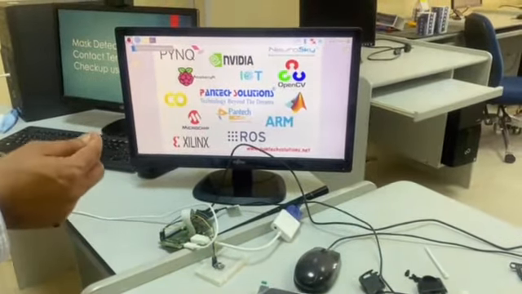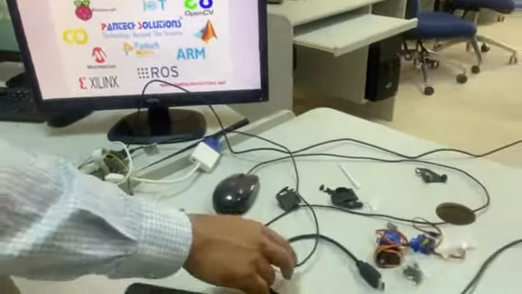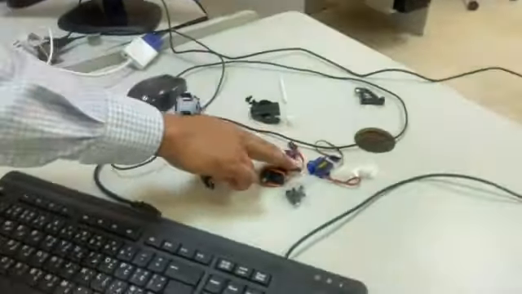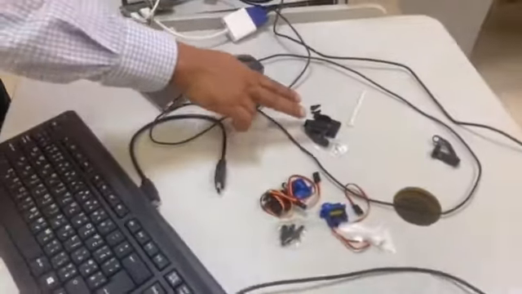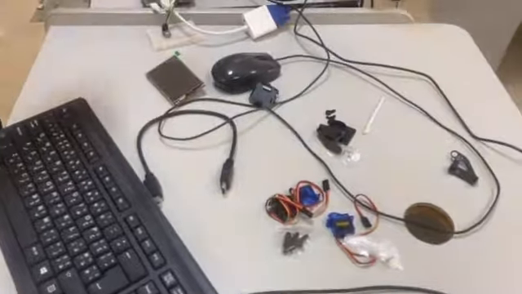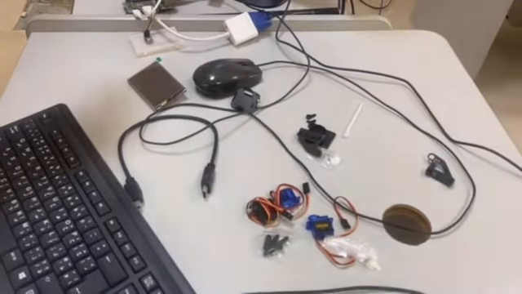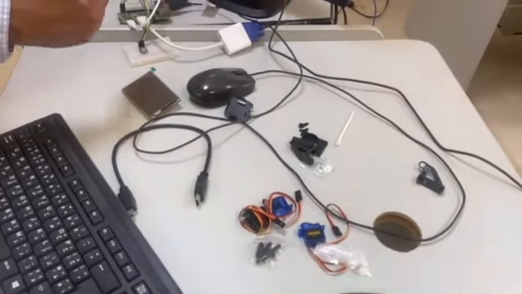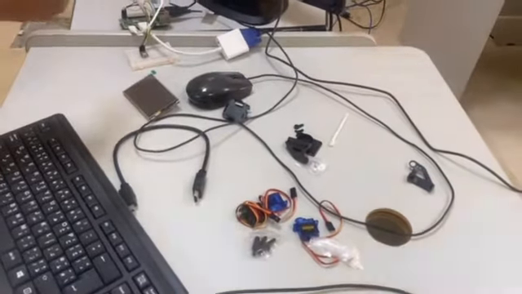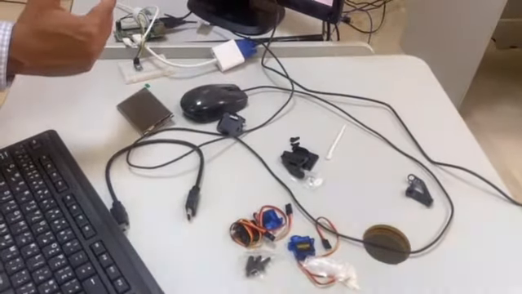Also, there are some components you could see here which we would be adding: a servo motor, and then the pan tilt, which we would be using in order to rotate the camera whenever the person is identified or when the person is standing in front of that particular device.